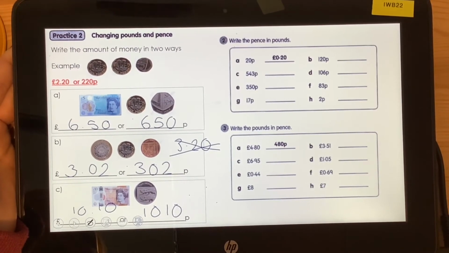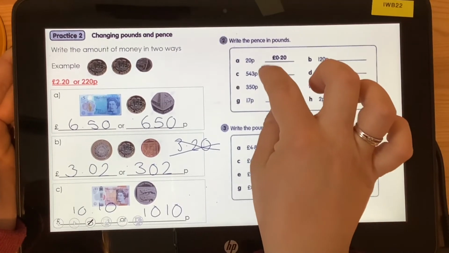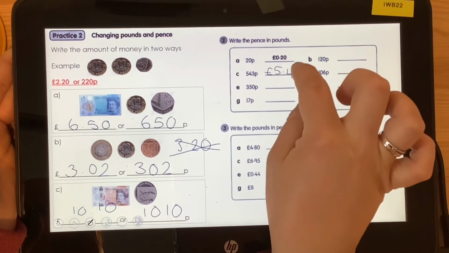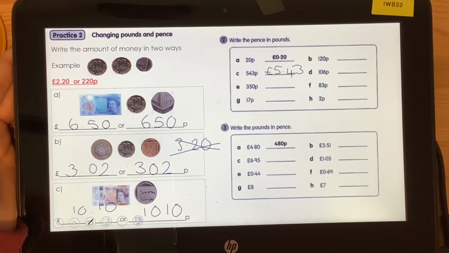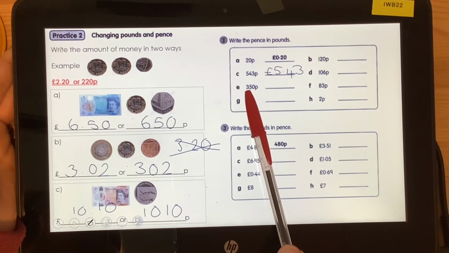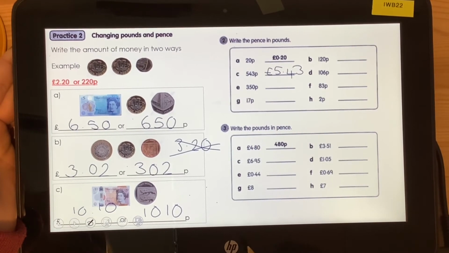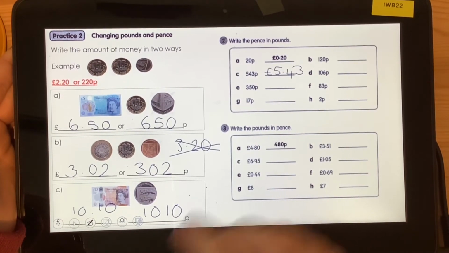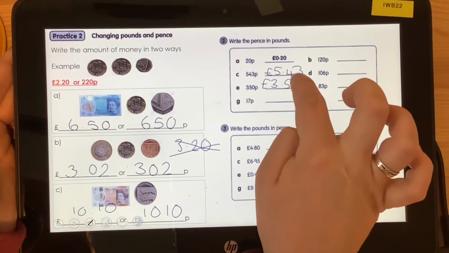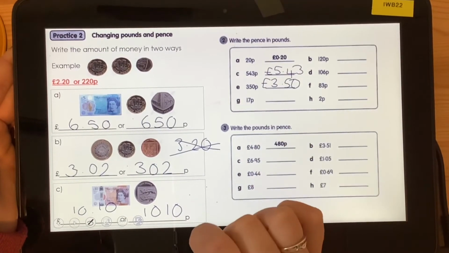Now I know that in my 500 pence, I can call that £5. And then I've got 43p remaining. If I look at 350, I know my 300 here is £3, because 300 pence would be £3, and then I've got 50p. So £3.50.